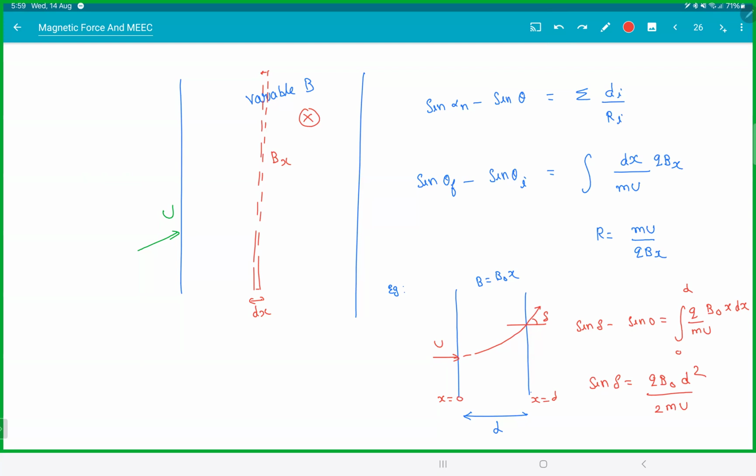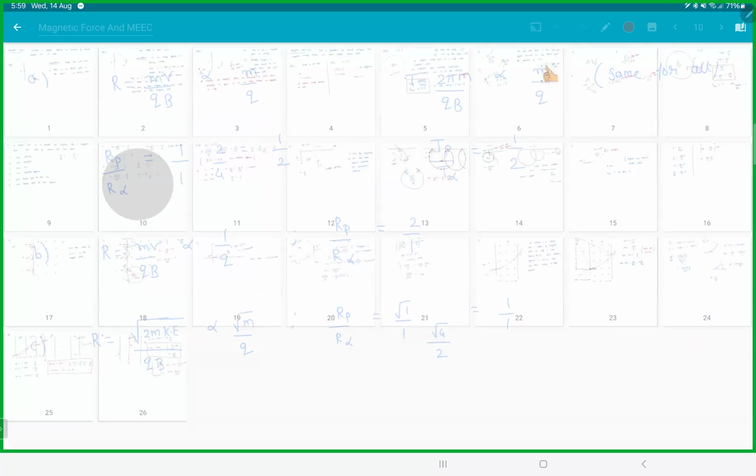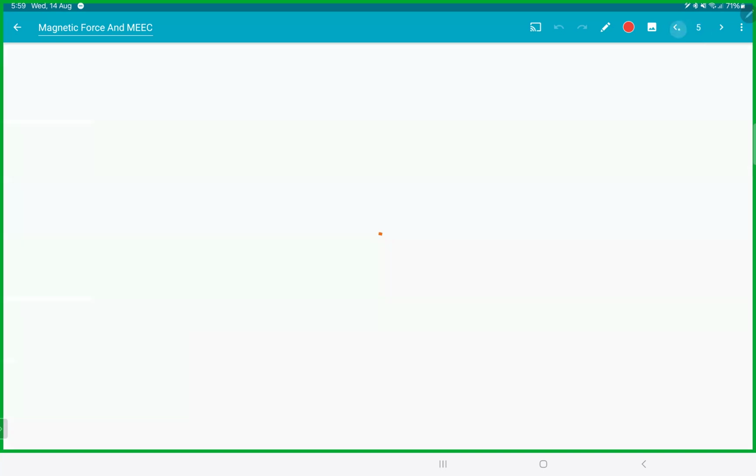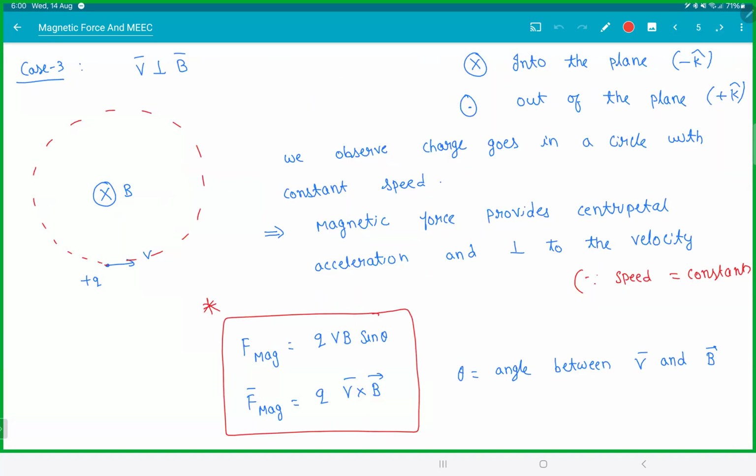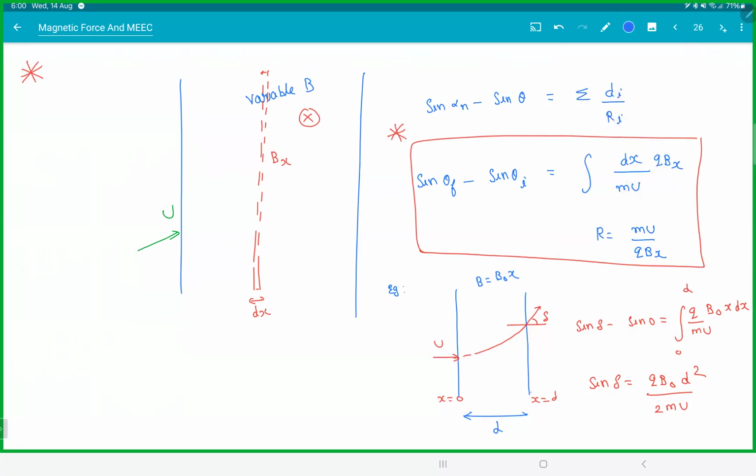Have a look at this. So this is your general formula in case of a varying magnetic field. So this is a deviation in a varying magnetic field. All clear with this? Till now, what we did was case 3. Case 1 was a straightforward thing, and the other case was a circle thing. Next thing, case 4.